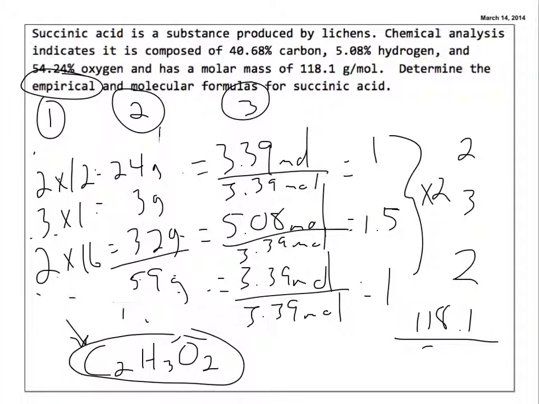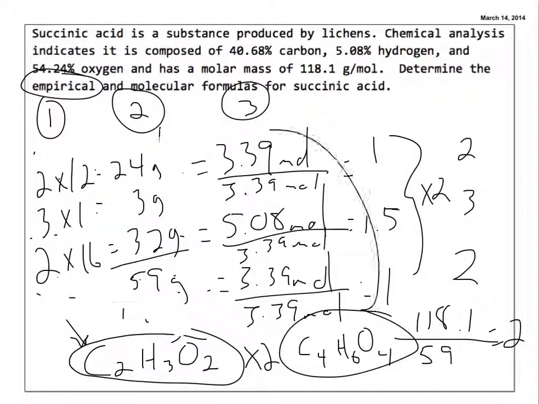So 118 divided by 59 is 2 again. So that means that the molecular formula is 2 times the empirical formula, or C4H6O4. So that is the second part of the problem, the molecular formula.